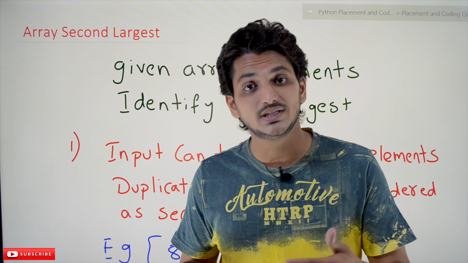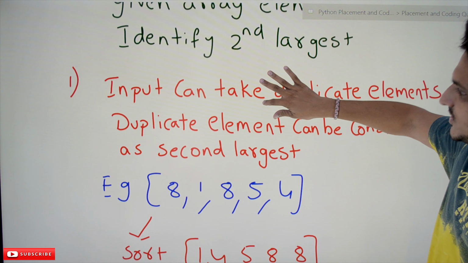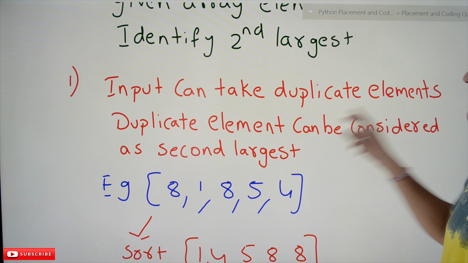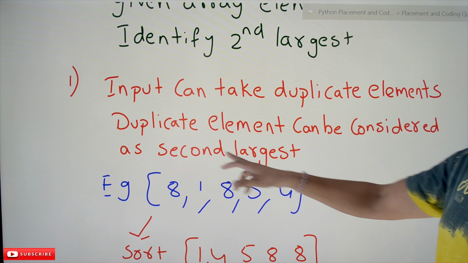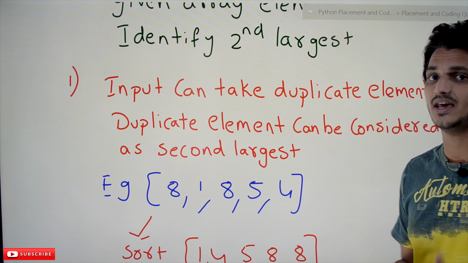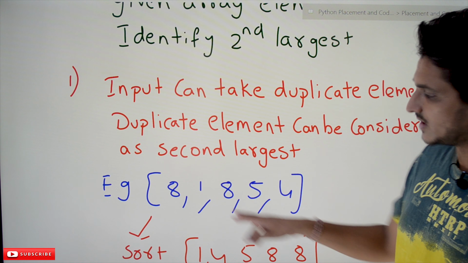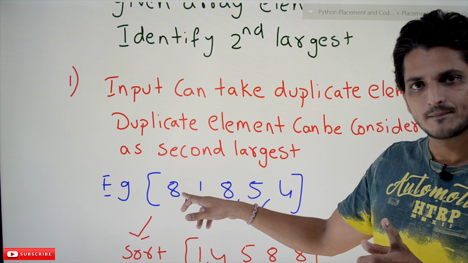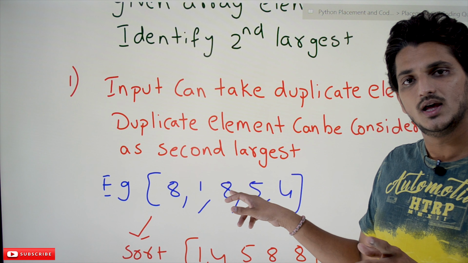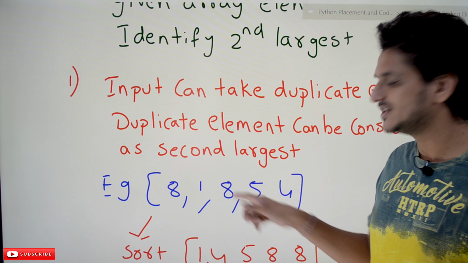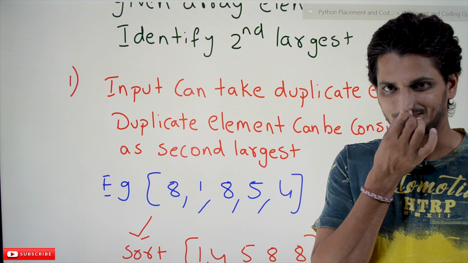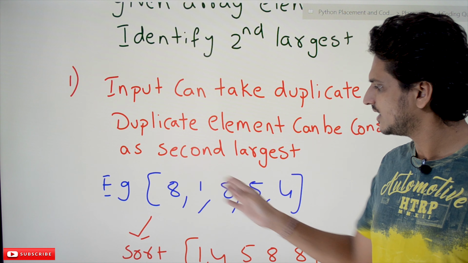Coming to the solution part, given array elements, identify the second largest element. This is our question. Here we have two options. Let's take an input. The input can have duplicate elements, and duplicate elements can be considered as the second largest element. If this is the case, take 8, 1, 8, 5, 4. This is our example. Here the first largest element is 8, and we have a duplicate of 8. What's the second largest element? Then 8 is considered as the second largest element. If this is the case, then 8 is the answer.